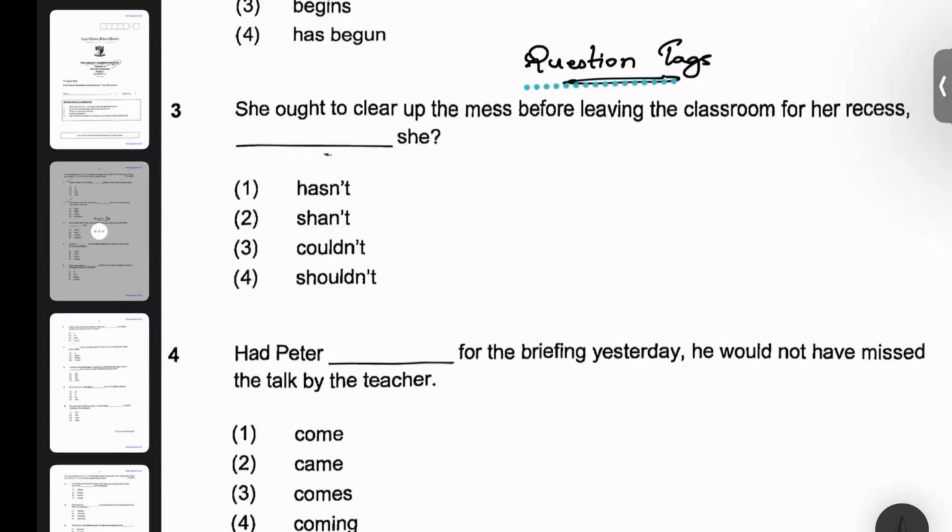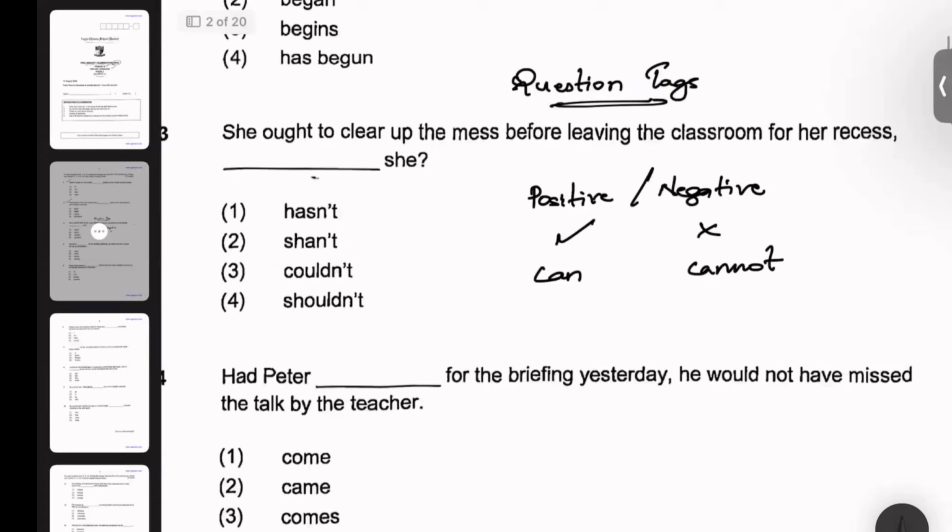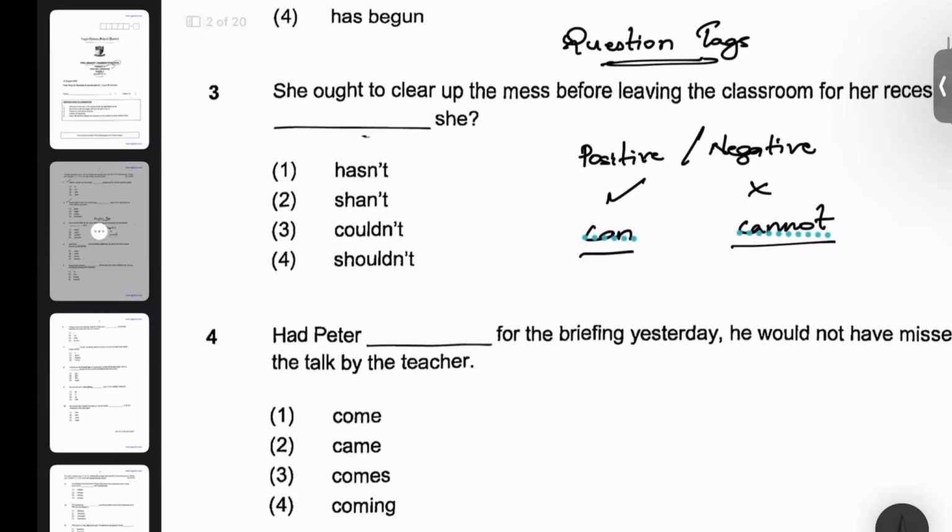Now, to understand question tags in written format, you should understand the positive and negative sentence types. Basically, positive is something that can be done. Negative is something cannot be done, right? So that's just an example with can and cannot. Similarly, here, I want you to first find out the modal verb. I hope you all know what modal verbs are. If you want to know more about modal verbs, do not get confused with any kind of concepts.